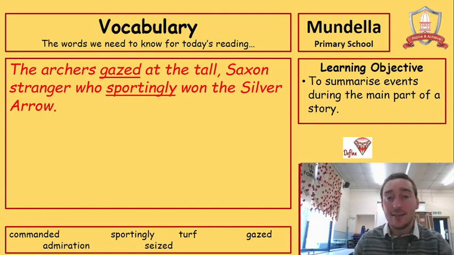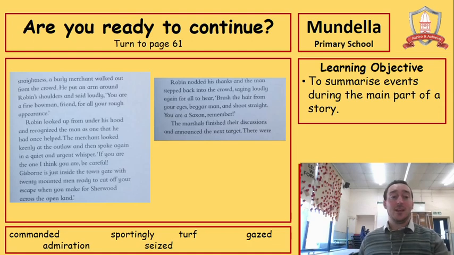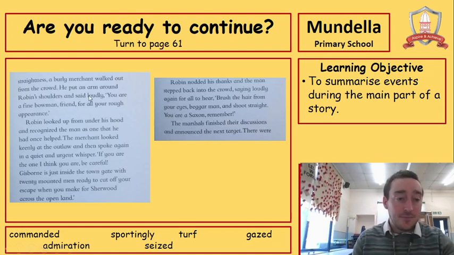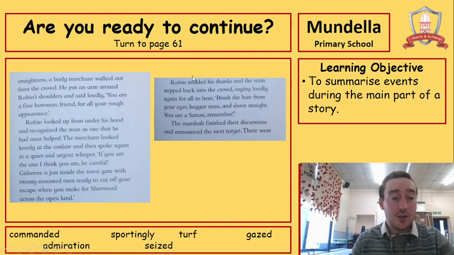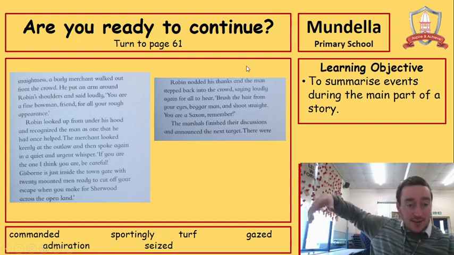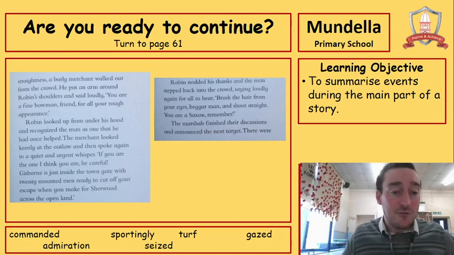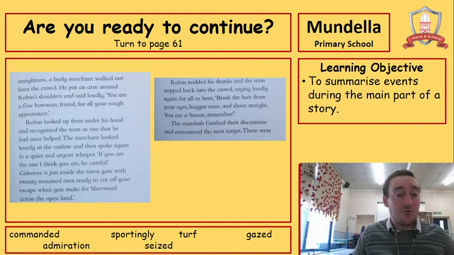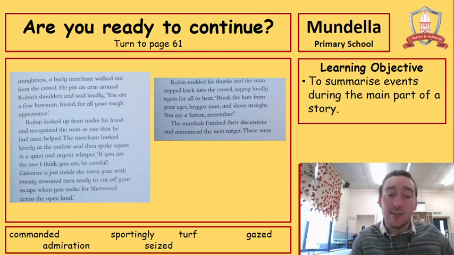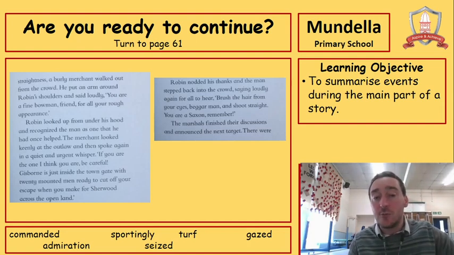Okay, let's have a look at the situation in today's reading. A burly merchant walked out from the crowd. He put an arm around Robin's shoulders and said loudly, "You are a fine bowman, friend, for all your rough appearance." Robin looked up from under his hood and recognised the man as one that he had once helped. The merchant looked keenly at the outlaw and then spoke again in a quiet and urgent whisper. "If you are the one I think you are, be careful. Gisborne is just inside the town gate with 20 mounted men, ready to cut off your escape when you make for Sherwood across the open land."